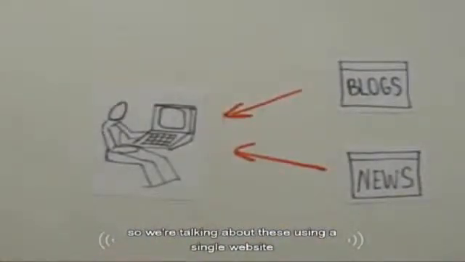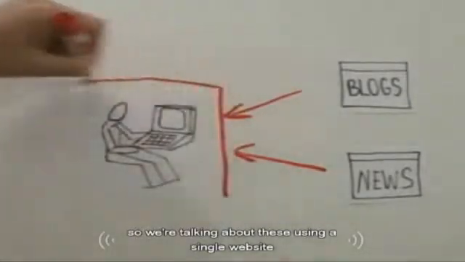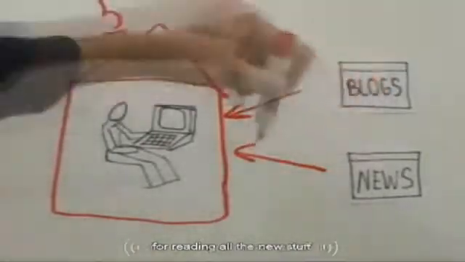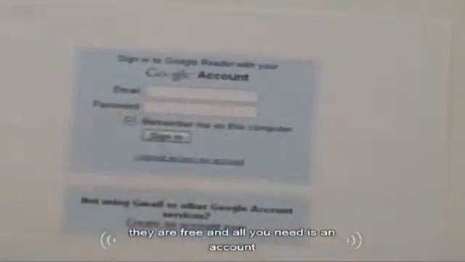So what we're talking about is using a single website that becomes your home for reading all the new stuff that's coming from your favorite websites. There are 2 steps for getting started. The first step is you need a home for reading the new posts. This is a website called a reader. They are free, and all you need is an account.